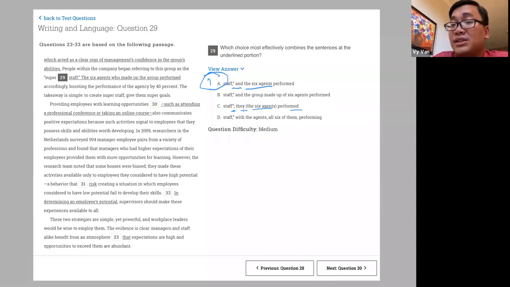And let's just double check B and D. Staff and the group made of 6 agents. You don't need to repeat this, okay? We know that group they mentioned before, so those are the 6 agents, and then D with the agents, all 6 of them. This is too extra.